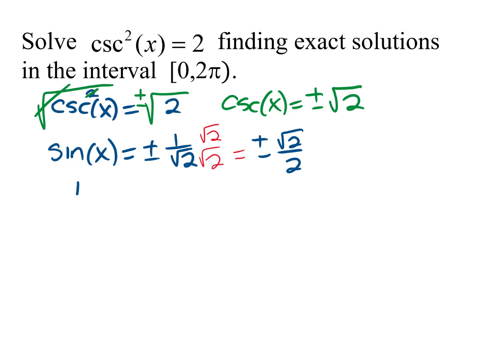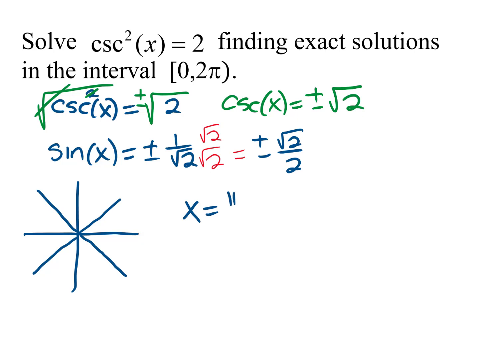So let's go ahead and think about when is the sine square root 2 over 2, and we know that's on pi fourths, or 3 pi fourths, the sine is square root 2 over 2. And if we go to 5 pi fourths or 7 pi fourths, the sine is negative square root 2 over 2. So those are our solutions. Pi fourths, 3 pi fourths, 5 pi fourths, and 7 pi fourths.